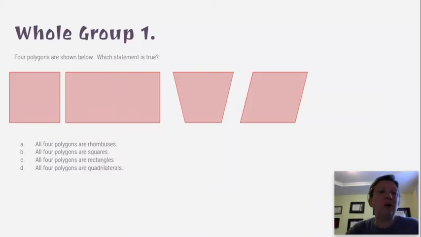So let's look at our whole group number 1. It says 4 polygons are shown below. Which statement is true?